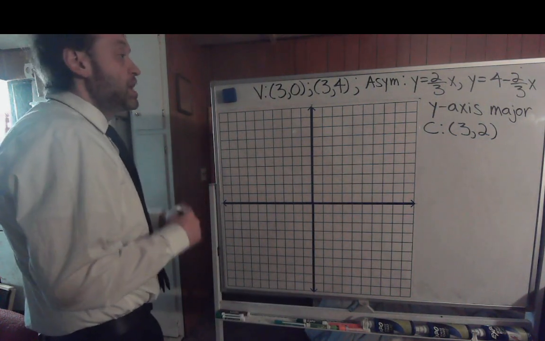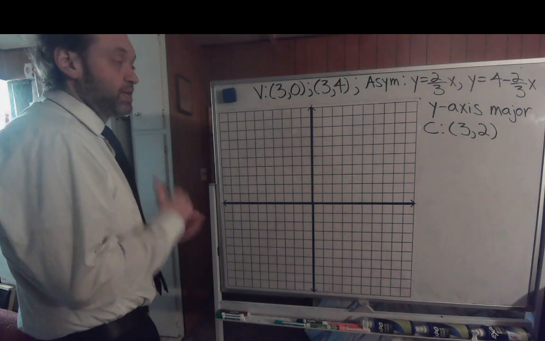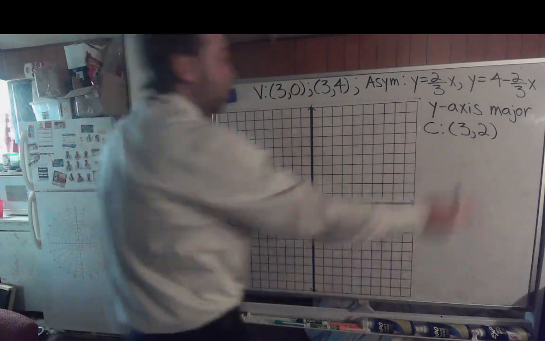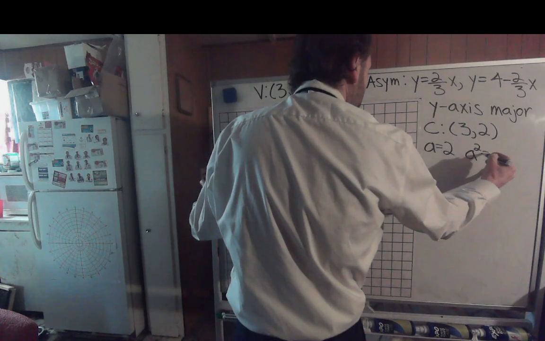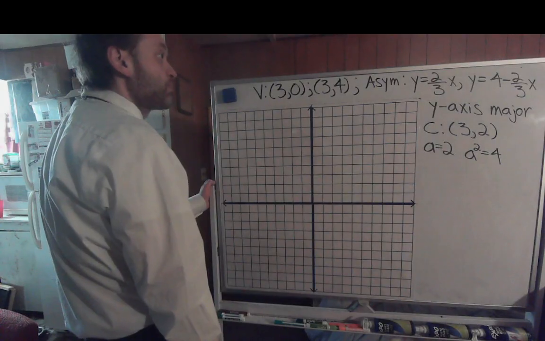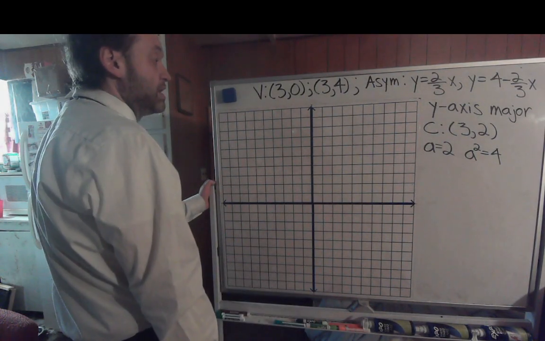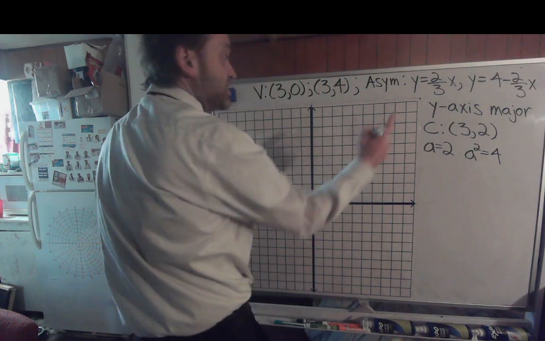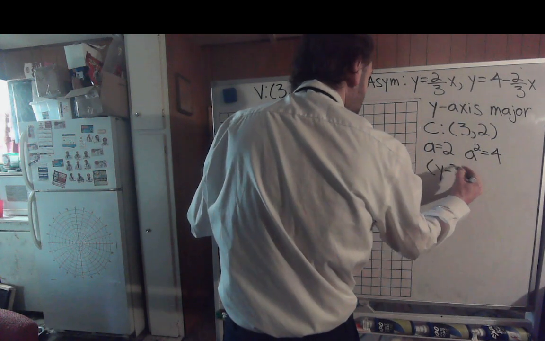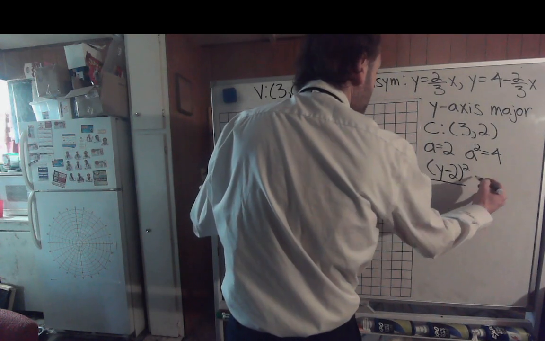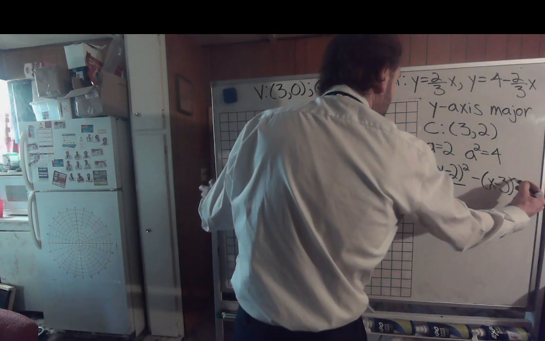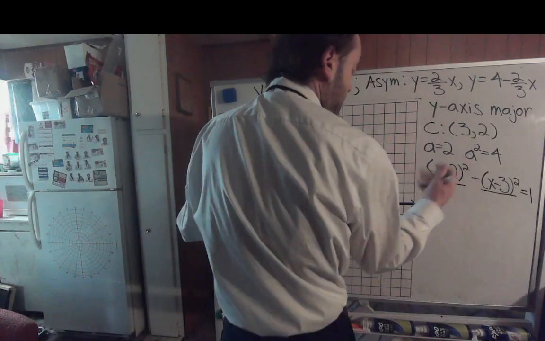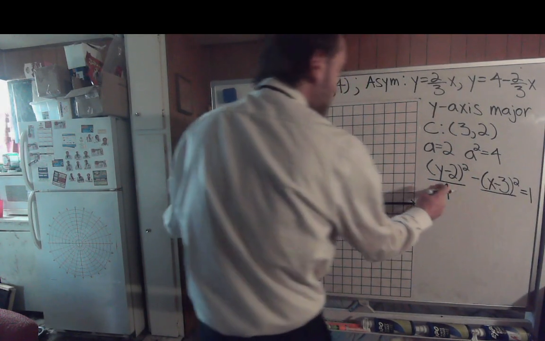All right. We even know the a squared, or the a, because to get from 3, 2 to 3, 0 or 3, 2 to 3, 4, that's a change of 2 units. So your a equals 2, which means a squared equals 4. So that means then that your equation is going to take the form, since y-axis is major and your center is at 3, 2, this will take the form of y minus 2 squared over a number minus x minus 3 squared over a number is equal to 1. Well, that a squared, since y is the major axis, that 4 is going to go right below y minus 2 squared.